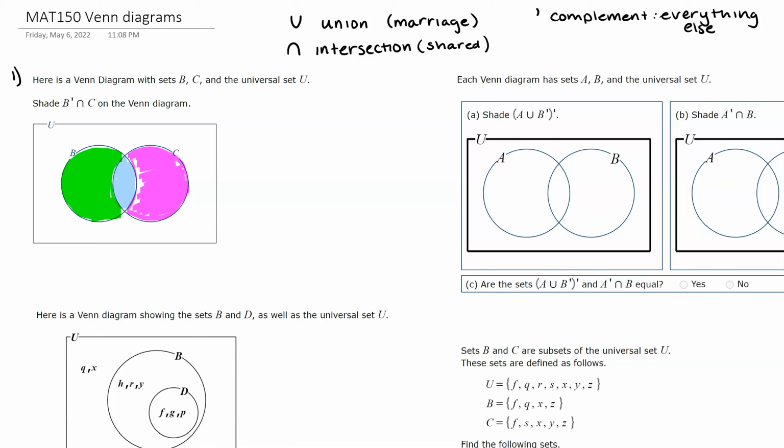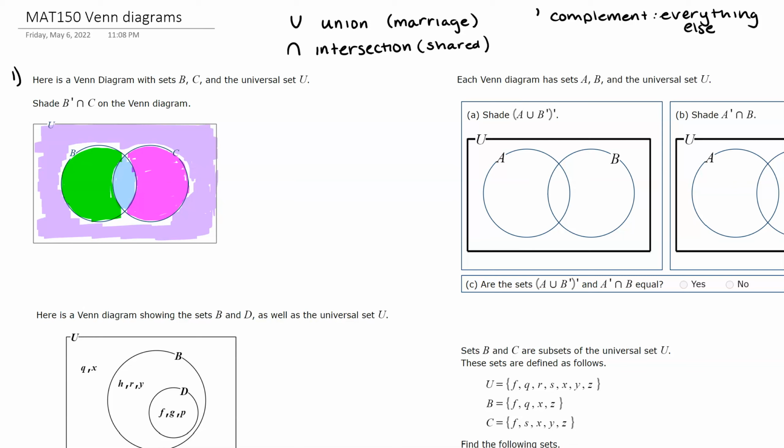So 2 different houses, but they share a room, right? And then the rest of the world is out here in the universe. If you were invited to the B party, then you're either in the green room or the blue room. If you were invited to the C party, then you're either in the pink room or the blue room. And if you weren't invited to either party, then you would be in the purple outside on the lawn.